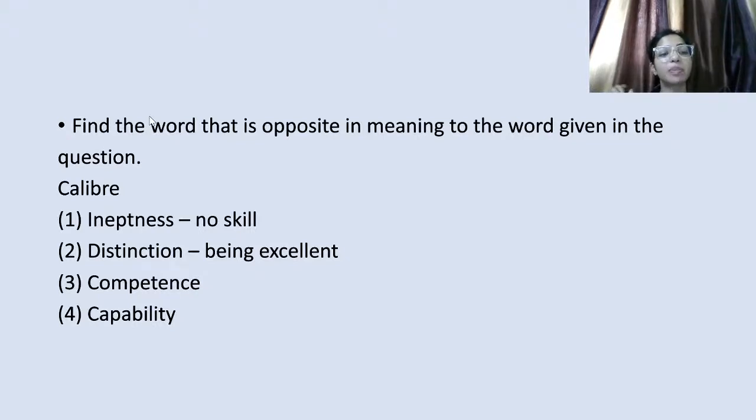Finally, we have capability. Capability is the ability or the skill or the willingness to do a task or a thing. Hence, capability, competence, distinction all mean the same as the word given in the question, which is caliber, which means ability. The only option that does not match with caliber is ineptness, clearly. So the right answer is ineptness because we had to find the word which means the opposite.